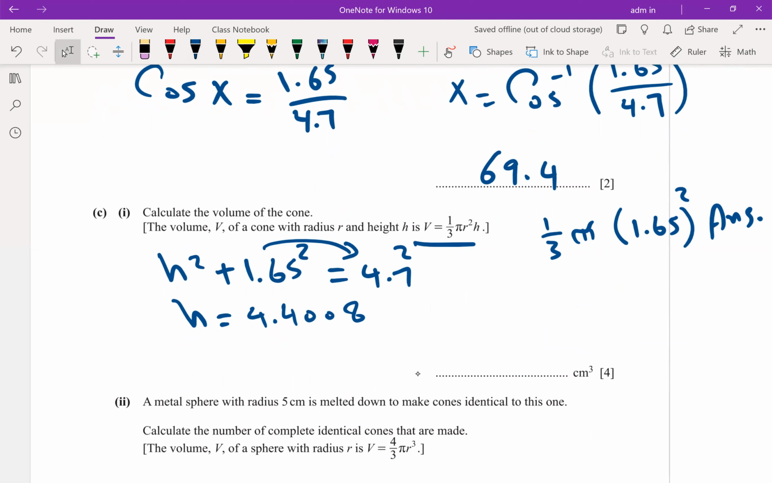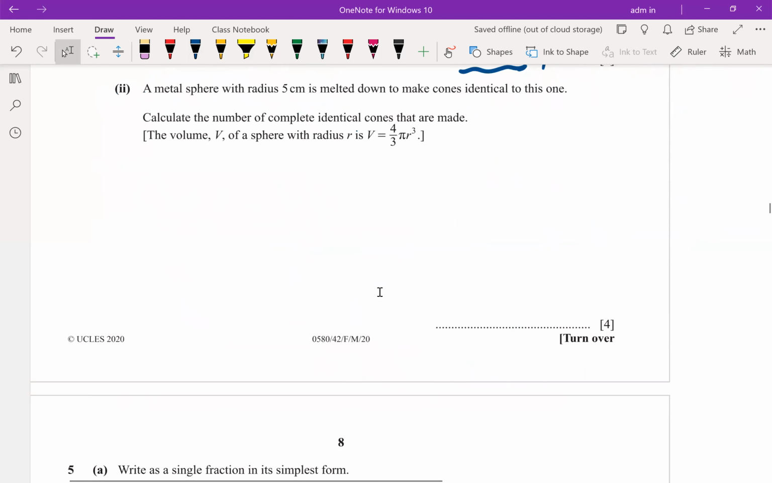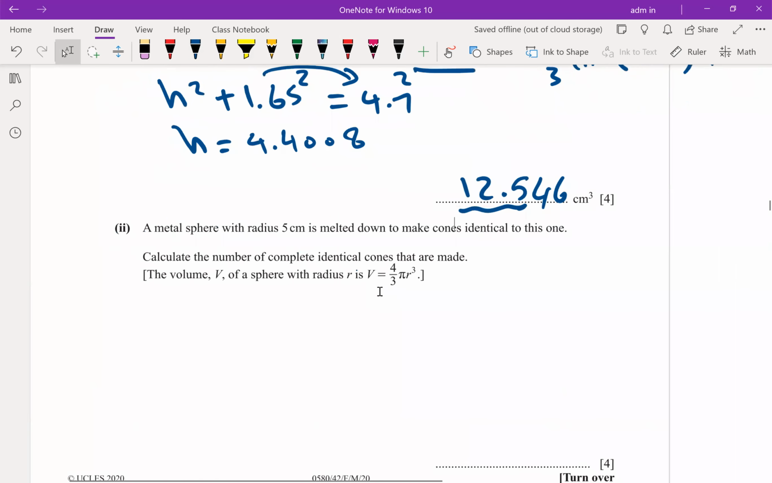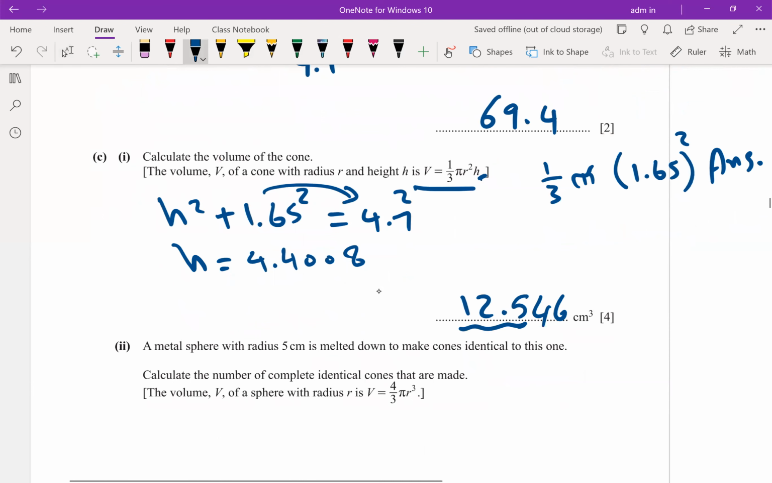Decimal. 12.5. 12.5 what? Okay, so 3 significant figures at least, 12.5, correct. In the marking scheme, 12.5 is accepted, 12.54 accepted, 12.55 accepted. What did we gain from the height? We use it to get the volume. For the volume, you have to use the perpendicular height.